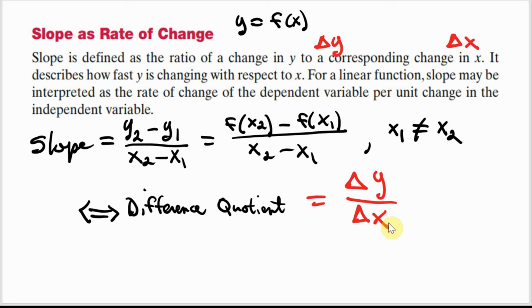For a linear function, that is a straight line, the slope may be interpreted as the rate of change of a dependent variable per unit. This dependent variable is f of x, and it depends on an independent variable, which is x, right? So it's just fancy terminology to say the same thing. We're talking about a slope.